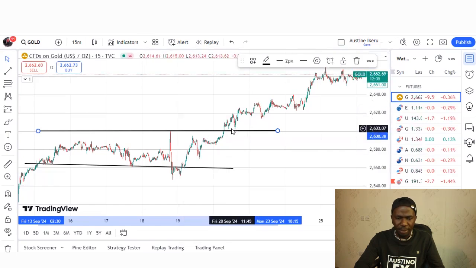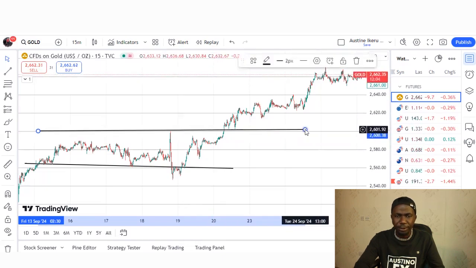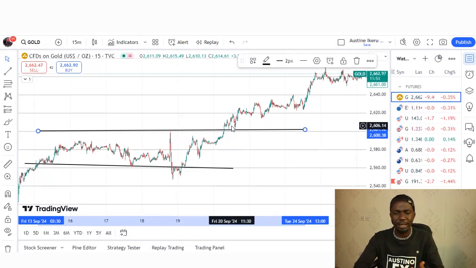And then what happened? The price now came back to retest the level, right? Previous resistance level, now turned support. So this is another place where you're expected to take your buy trade. Remember, you are trading in the direction of the trend. So you are not selling, you are only buying because the market is clearly in an uptrend. So you are only looking to buy.